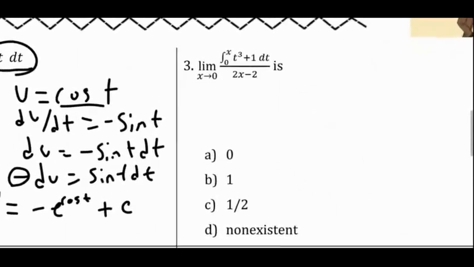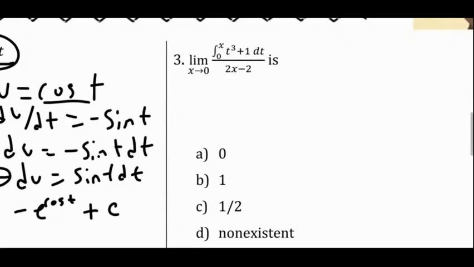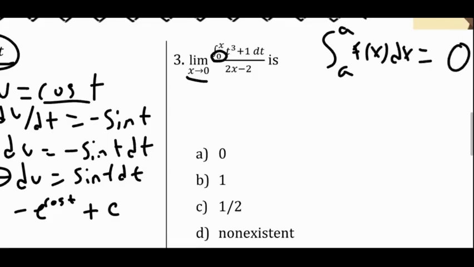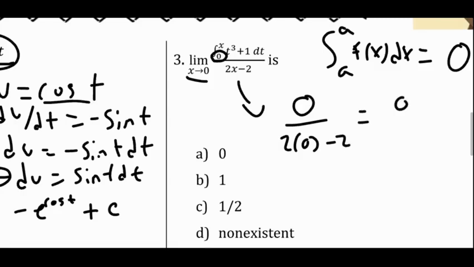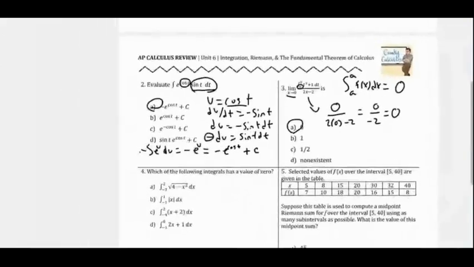Number 3, evaluate the limits of this. Okay. So x is going to 0, and I see here this is a definite integral, and the bottom bound is also 0. If you take the integral of anything with the same number, that is always going to equal 0. So I can rewrite this as, if I plug in a 0 up there to the integral, I'll just get 0, and then 2 times 0 minus 2 equals negative 2. And 0 over negative 2 just equals 0. The answer choice A right there.